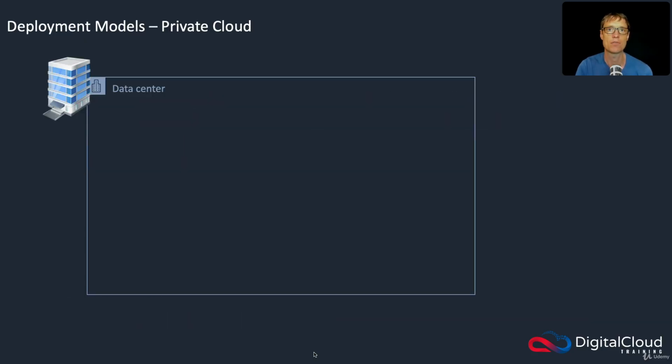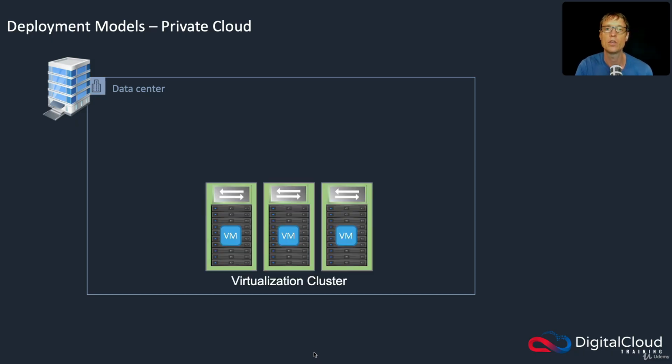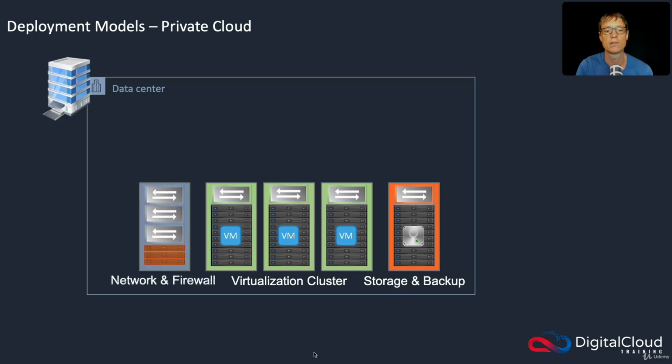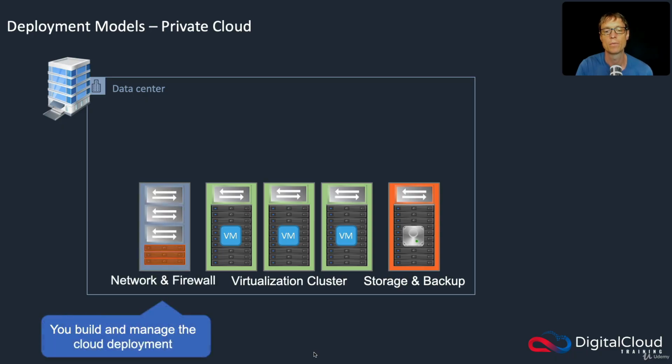So let's now look at the private cloud. So we looked at traditional IT, legacy IT earlier in the section, but you might add some layers of sophistication onto your internal managed infrastructure to make it a proper private cloud that has the attributes that we associate with cloud computing. So for example, you might have a virtualization cluster, so you've got lots of virtualized servers. You might add storage and backup capabilities. You might add network and firewall. And you would build and manage this deployment yourself because remember, this is private.